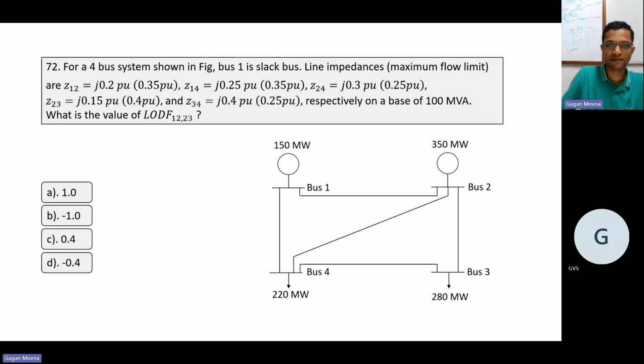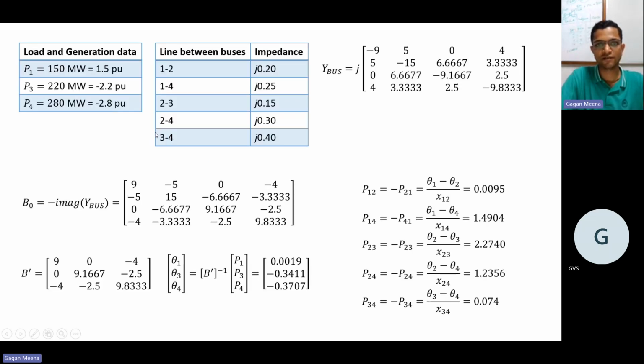It's a 4-bus system. We have to find out the line outage distribution factor. For a 4-bus system, this is the slack bus. Bus 1 is the slack bus. Line impedances are given and maximum flow limits are also given. All are on a 100 MVA base. What is the value of LODF? So for this, we have to follow this procedure.